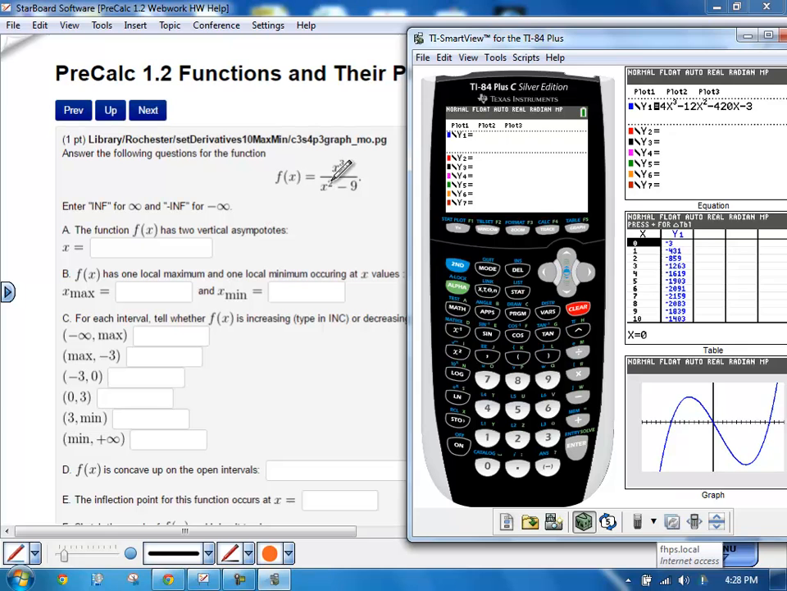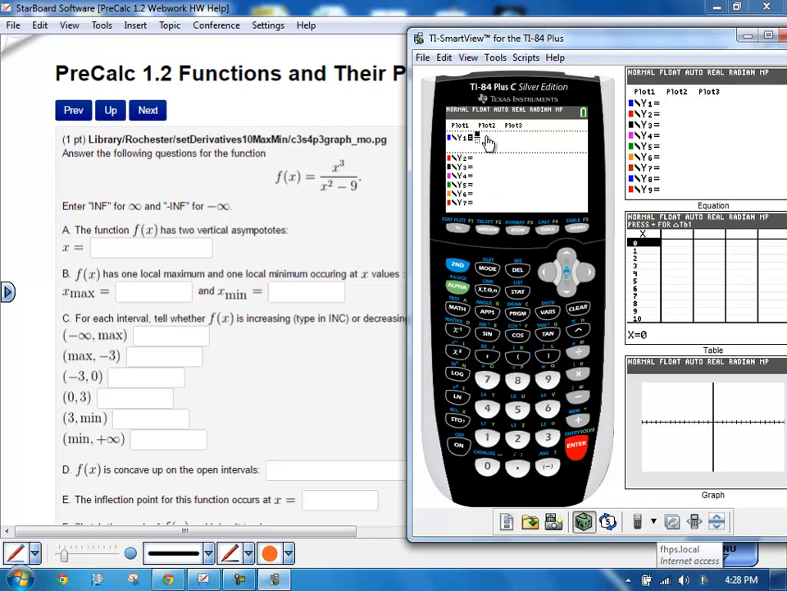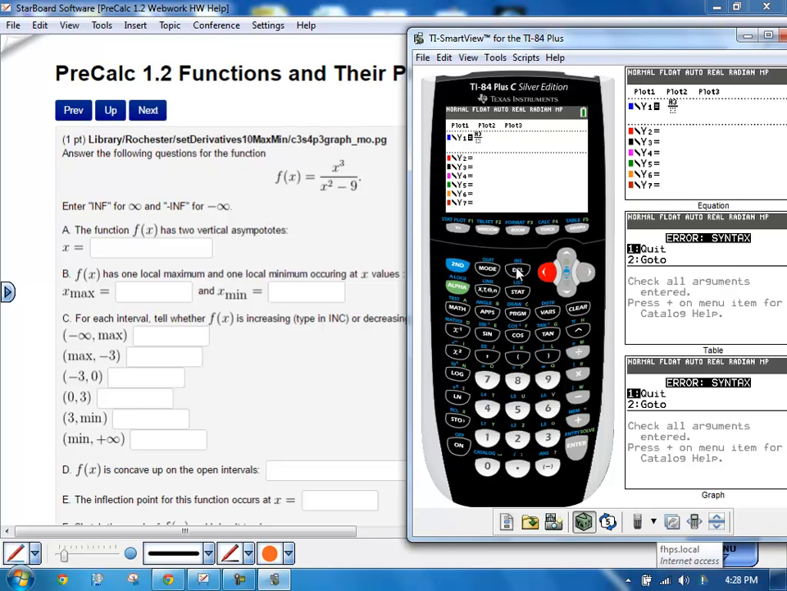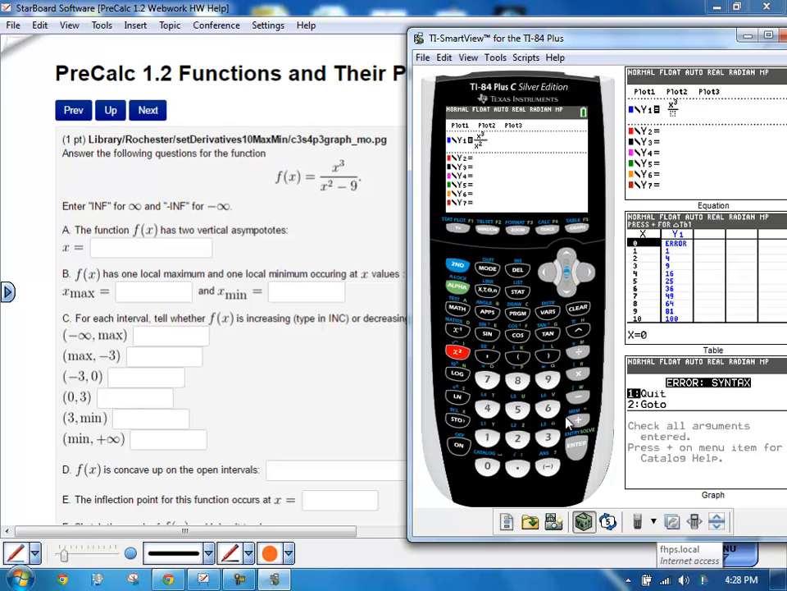All right, next problem is a really tough problem as well. You're going to have to graph this. So go to y equals. Do alpha y equals and hit enter to get the fraction. And do x cubed. And then go to the bottom. Whoops, that didn't work out. Try that again. X to the third. And then in the bottom, you get x squared minus 9. And take a look at that graph.